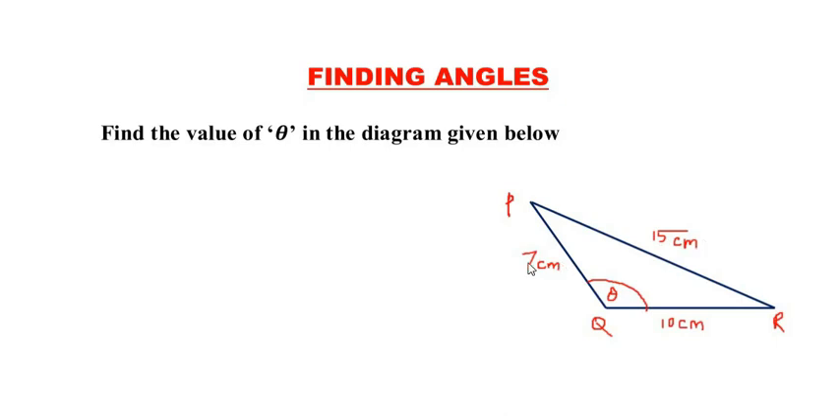So before we can proceed, let us just mark the sides. Angle P is over here, so the side opposite to it is 10, so this is side P. Now for angle Q, 15 is the opposite side, so this becomes side Q. And for angle R, the side opposite is 7, so this becomes side R.